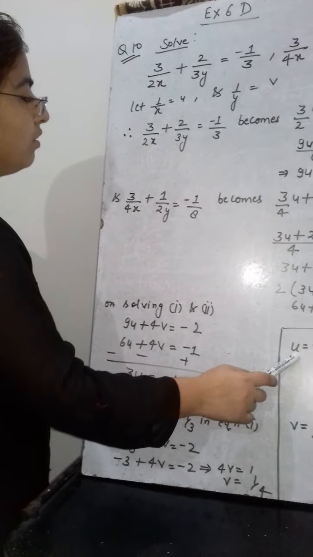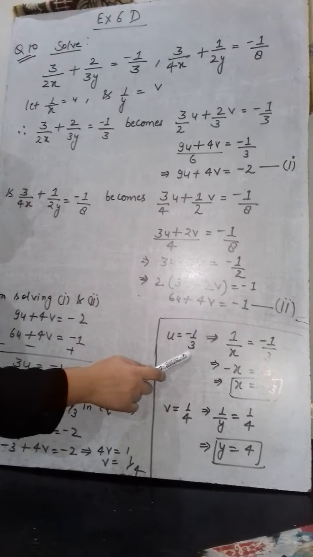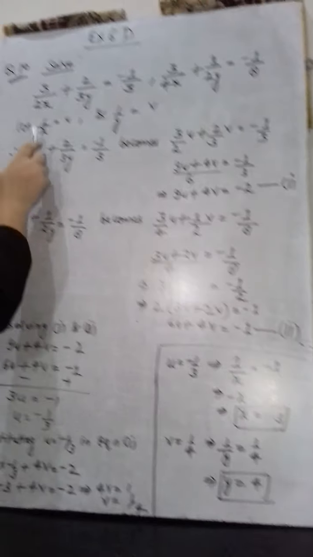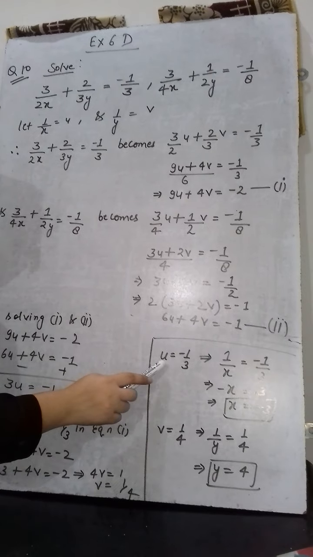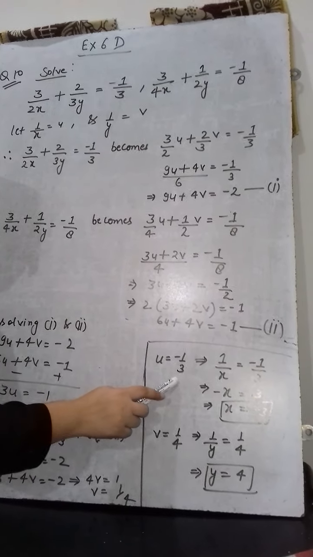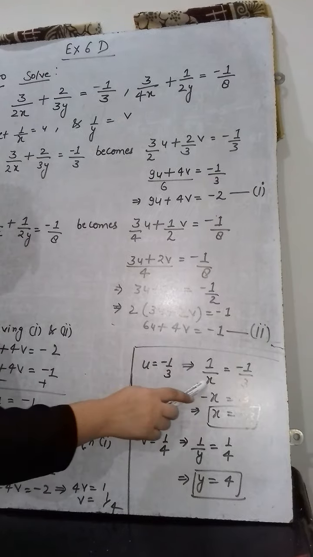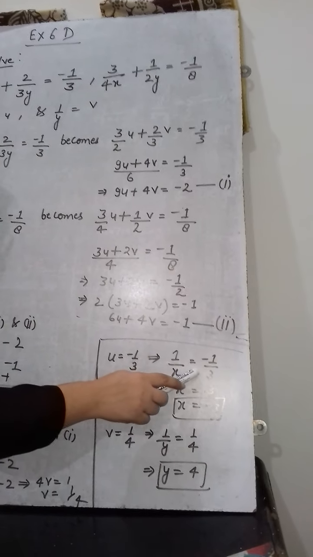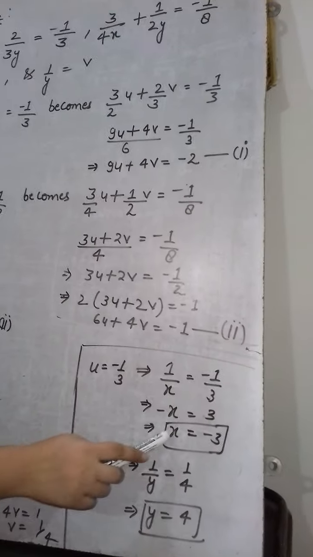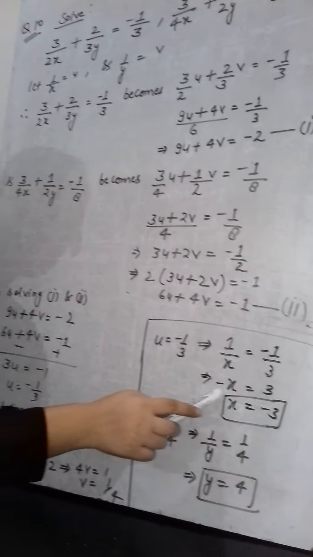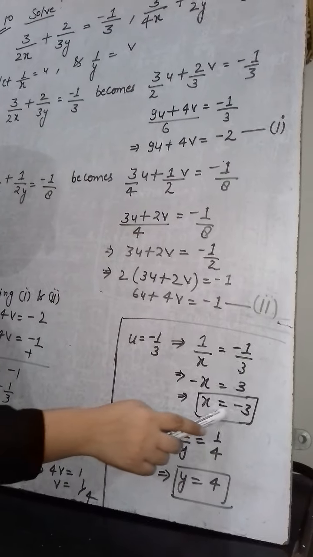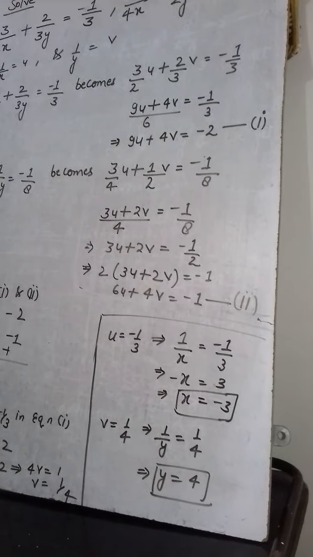So here you can see now u equals to minus 1 by 3. But what did we assume u to be in place of? 1 upon x. So it means that if the value of u is equal to minus 1 by 3, then the value of 1 upon x is actually minus 1 by 3. On cross multiplying, we will get minus x equals to 3, and therefore this negative sign will go there and it will become x equals to minus 3.